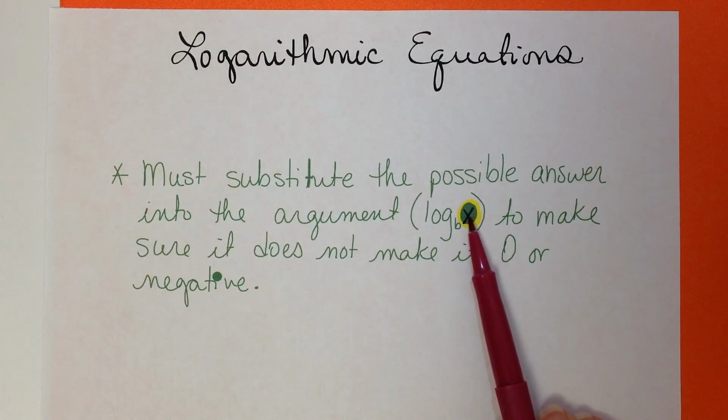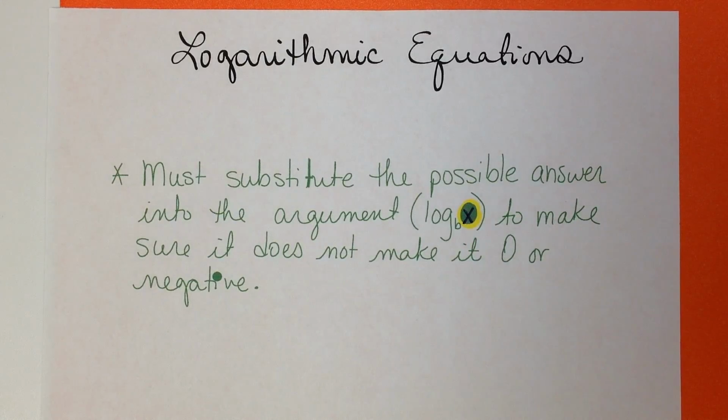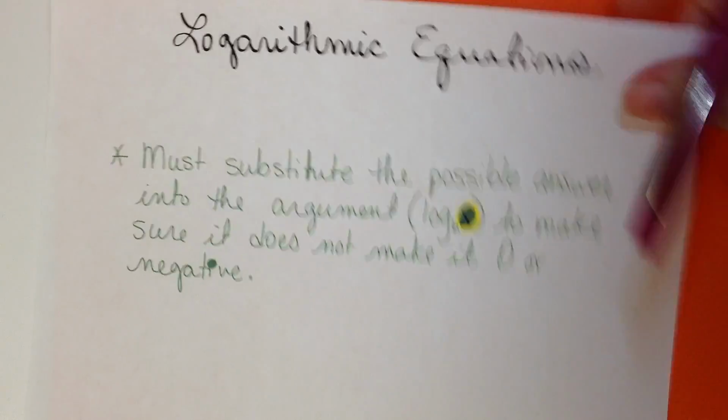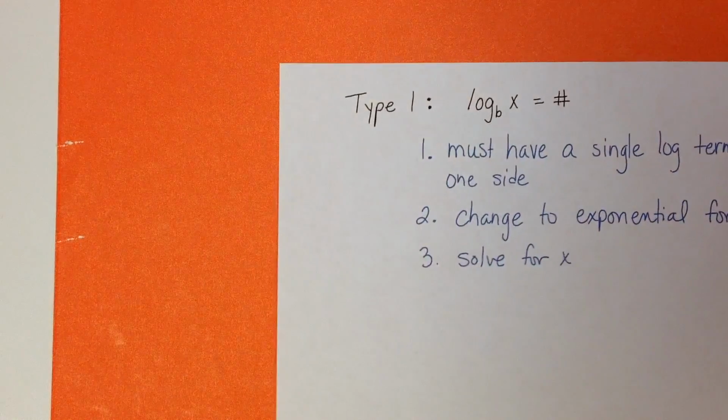You can have any type of expression here. It may be 2x plus 1, it may be x squared, but whatever expression you have here, you have to substitute your possible answer there, and make sure that it does not cause that argument to equal 0 or to be negative. If it does, then you're going to have to throw that answer out. So once you substitute your answer back in, it cannot make it equal 0 and it cannot make it equal to a negative number.